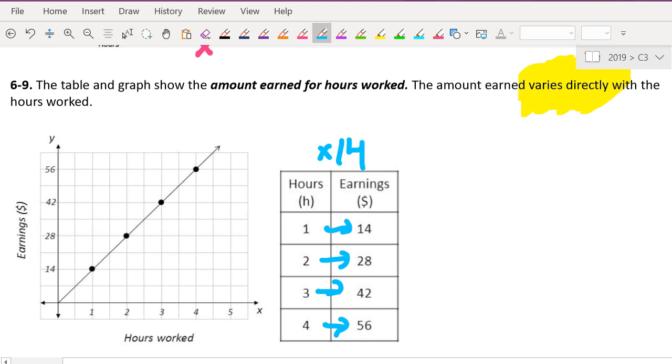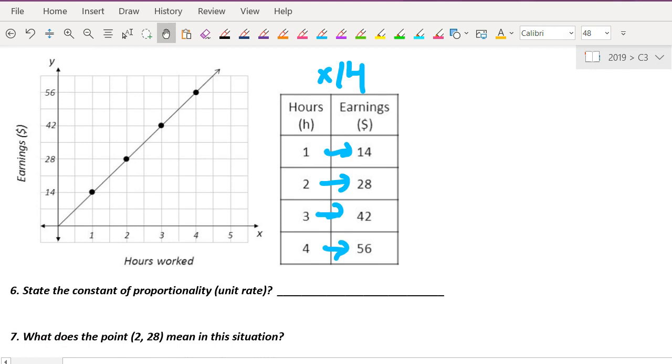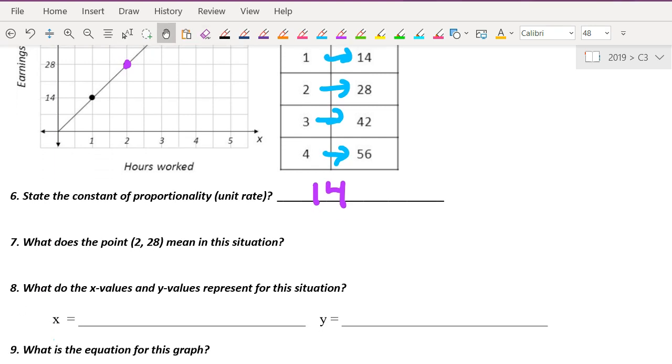And then the graph is the same thing. Okay, what's our question? What is the constant of proportionality? 14. Are you sure? Yes, and I agree. So 14. Okay. What does the point 2 comma 28 mean? $28 for 2 hours. Right. That you did what for 2 hours? No, but what did you do for 2 hours? Work. You worked. Very good.